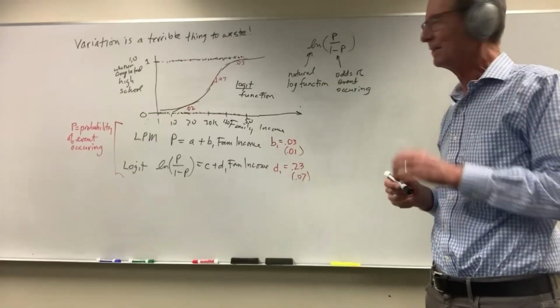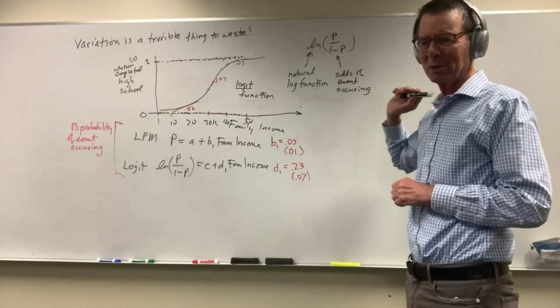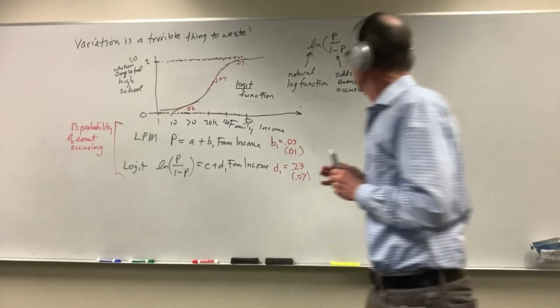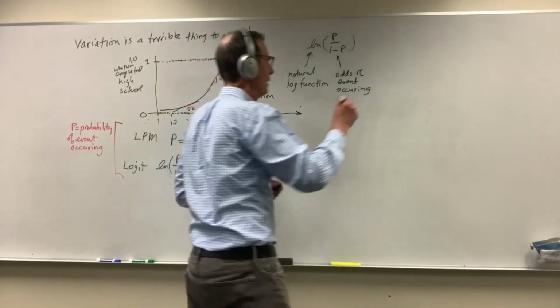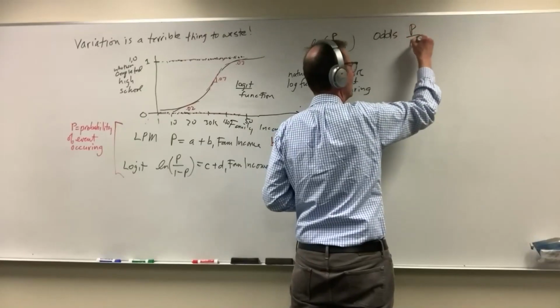Greg, I have a question. Sure. I don't think I understand the difference between odds and probability. I thought they were the same, but apparently they're not. They are not, because odds are the probability divided by 1 minus the probability. Simply stated, odds are P over 1 minus P.